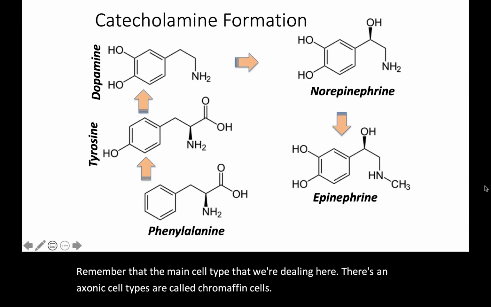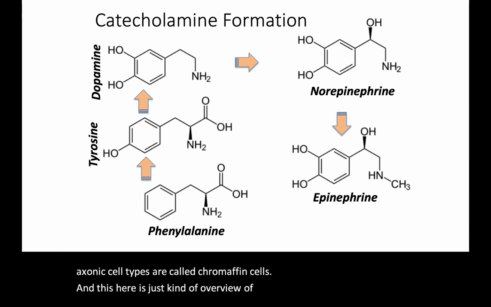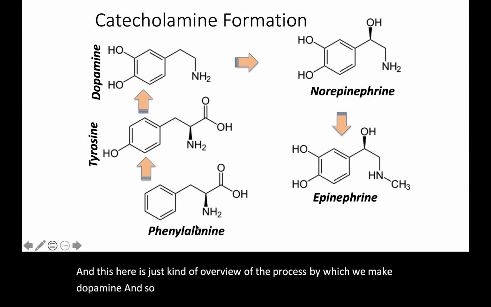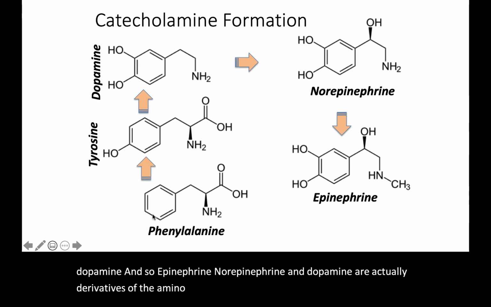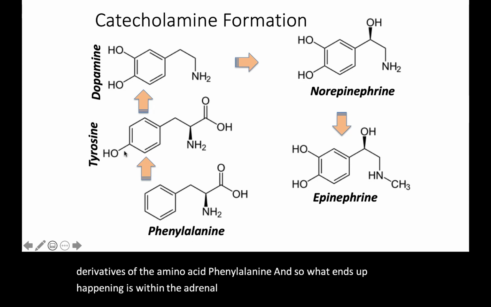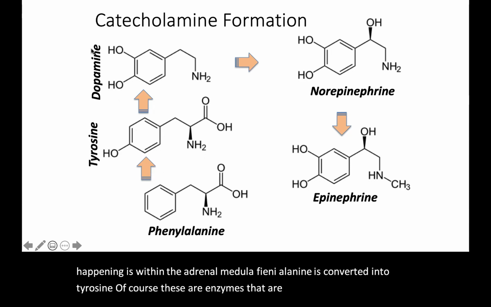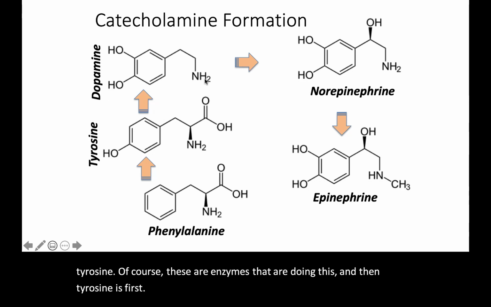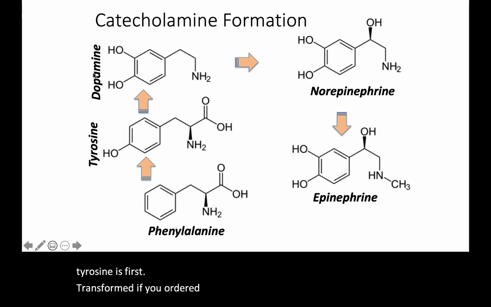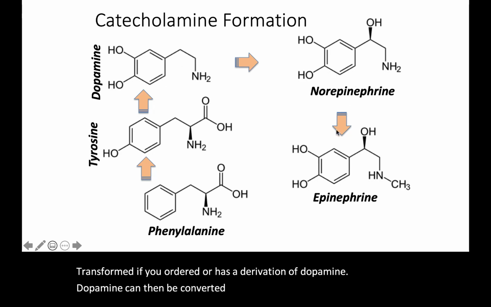And this here is just an overview of the process by which we make dopamine. Epinephrine, norepinephrine, and dopamine are derivatives of the amino acid phenylalanine. Within the adrenal medulla, phenylalanine is converted into tyrosine, and of course, enzymes are doing this. Then tyrosine is first transformed into dopamine. Dopamine can then be converted into norepinephrine, and norepinephrine can then be transformed into epinephrine.